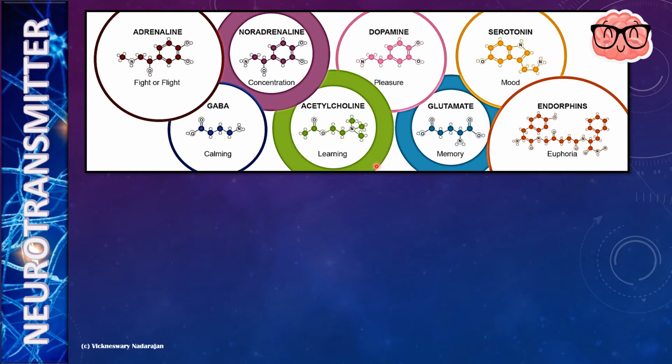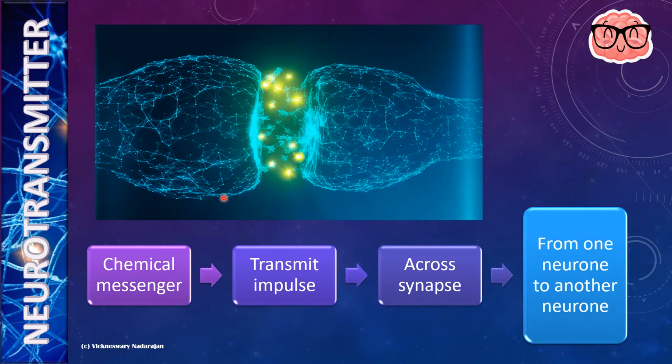Right, so let's go on to what our syllabus wants us to know. That is firstly the meaning of a neurotransmitter. Neurotransmitters are chemical messengers. What they do is they transmit impulse across the synapse from one neuron to another neuron. So the question is, how do they do this? How are they able to change an electrical impulse into a chemical impulse, then back to an electrical impulse?